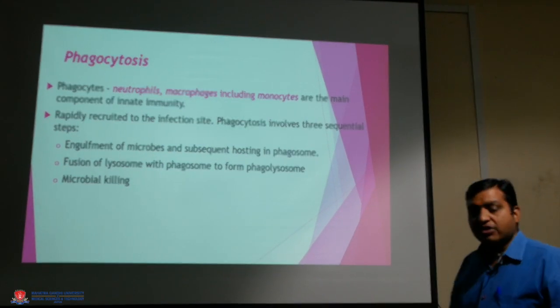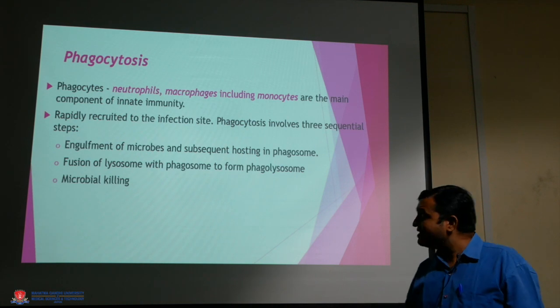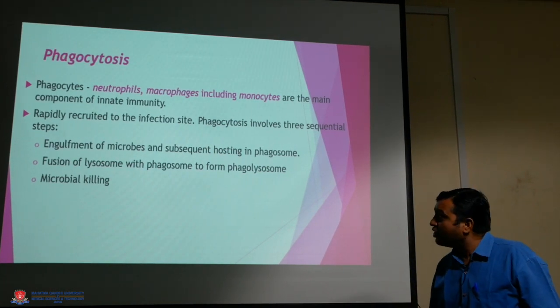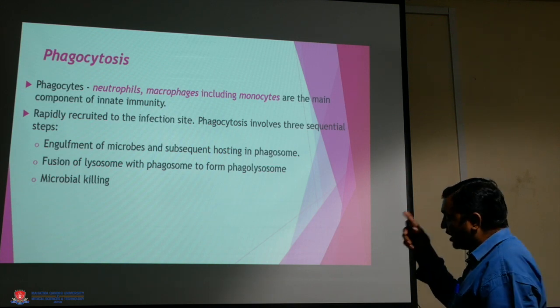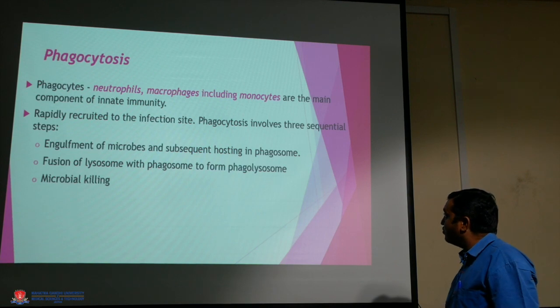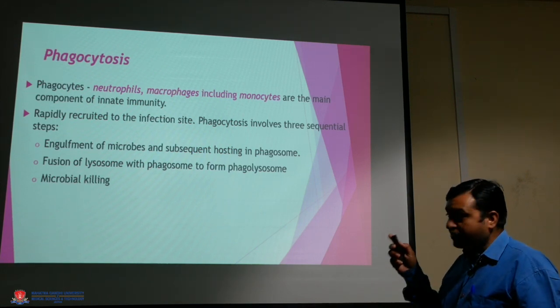Phagocytosis. Phagocytic cells are neutrophils, macrophages and monocytes, the main components of innate immunity, rapidly recruited to the infection site. Phagocytosis involves 3 subsequent steps.